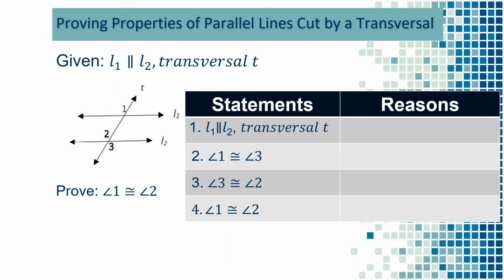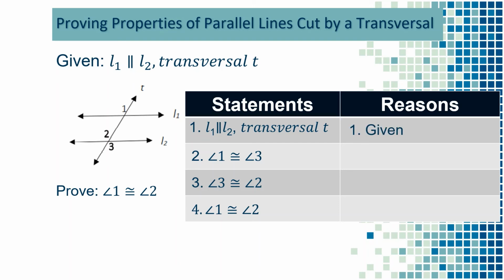Ngayon naman, let us prove properties of parallel lines cut by a transversal. So let's say we have in the given, line 1 is parallel to line 2 and T is the transversal. So we are going to prove that angle 1 is congruent to angle 2. So let us just complete the statements and reasons in the two-column proof. So first statement is we have line 1 parallel to line 2 and T is the transversal. So what do you think is the reason? Correct. So this is given.